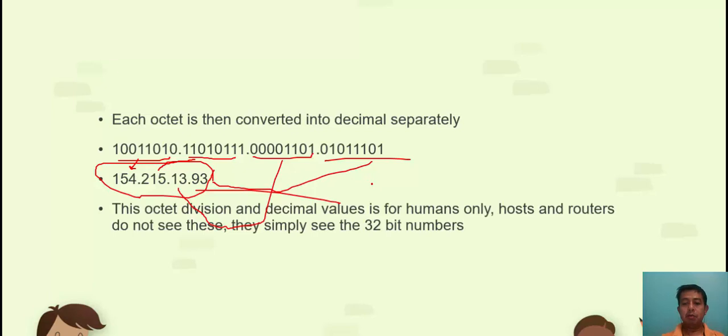Clear? Now remember, this division into octets and then representing using decimal numbers like this is purely for us, for human beings, because it is not possible for us to deal with 32-bit binary addresses. Remember, for the end host or for the intermediate routers, this decimal is meaningless. For them, an IP address is a 32-bit binary number.